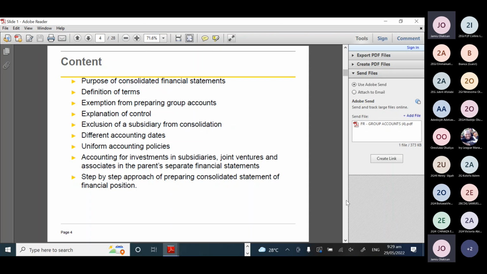We looked at uniform accounting policies, the fact that for the purpose of preparing consolidated financial statements, the accounting policy of the subsidiary should be aligned with that of the parent. And that may mean you have to adjust the financial statements of the subsidiary before you consolidate. We talked about uniform accounting dates, meaning the year end of the parent and that of the subsidiary should be the same. If they are not the same, you were told what needs to be done.